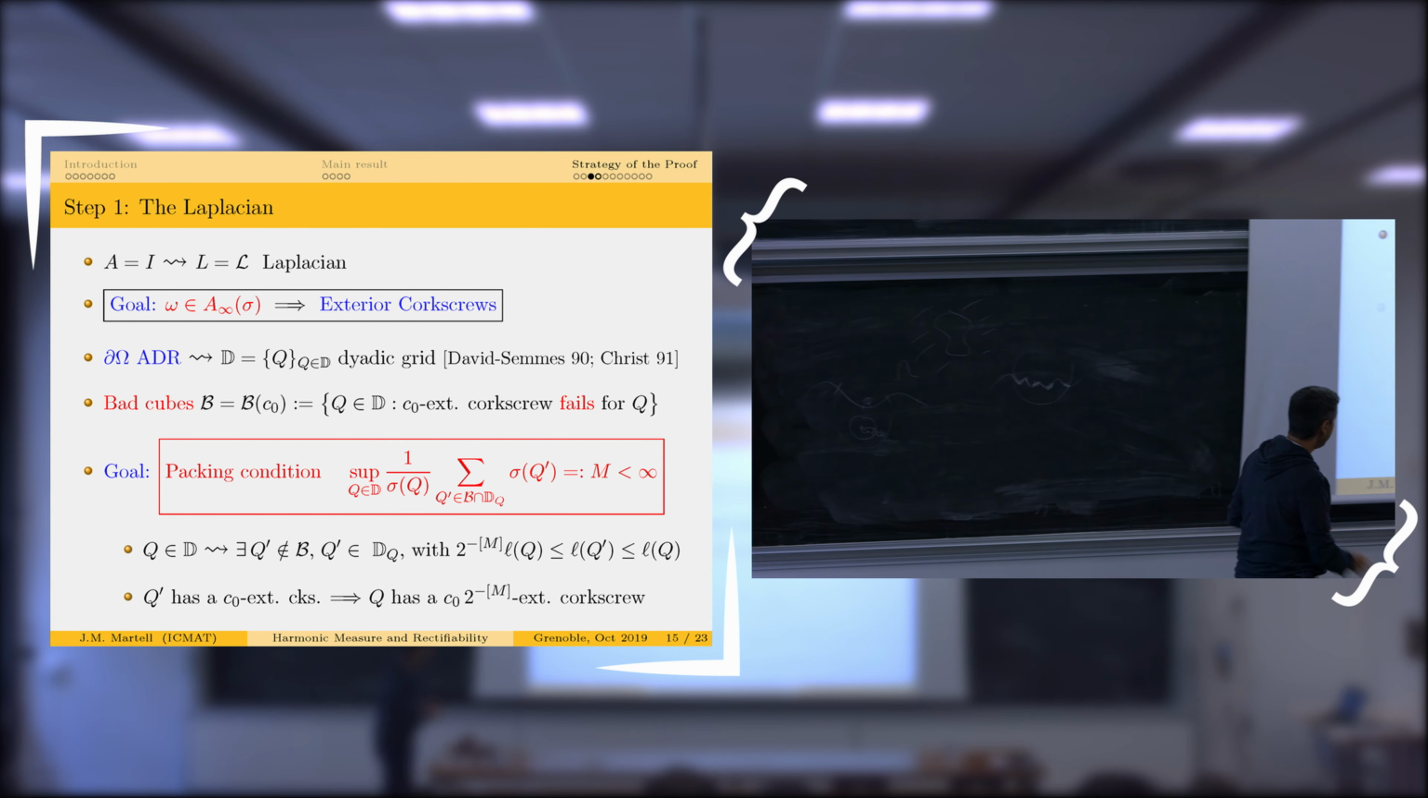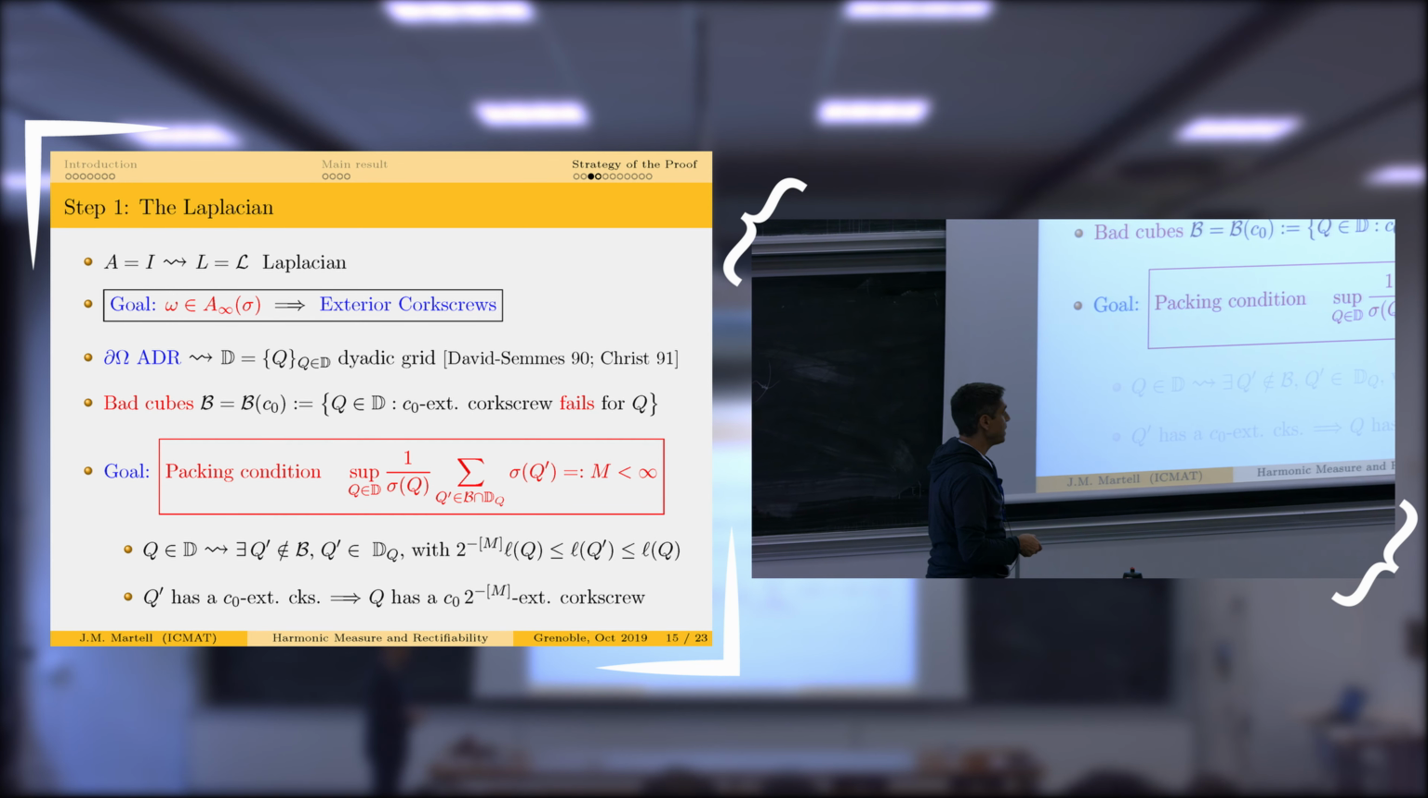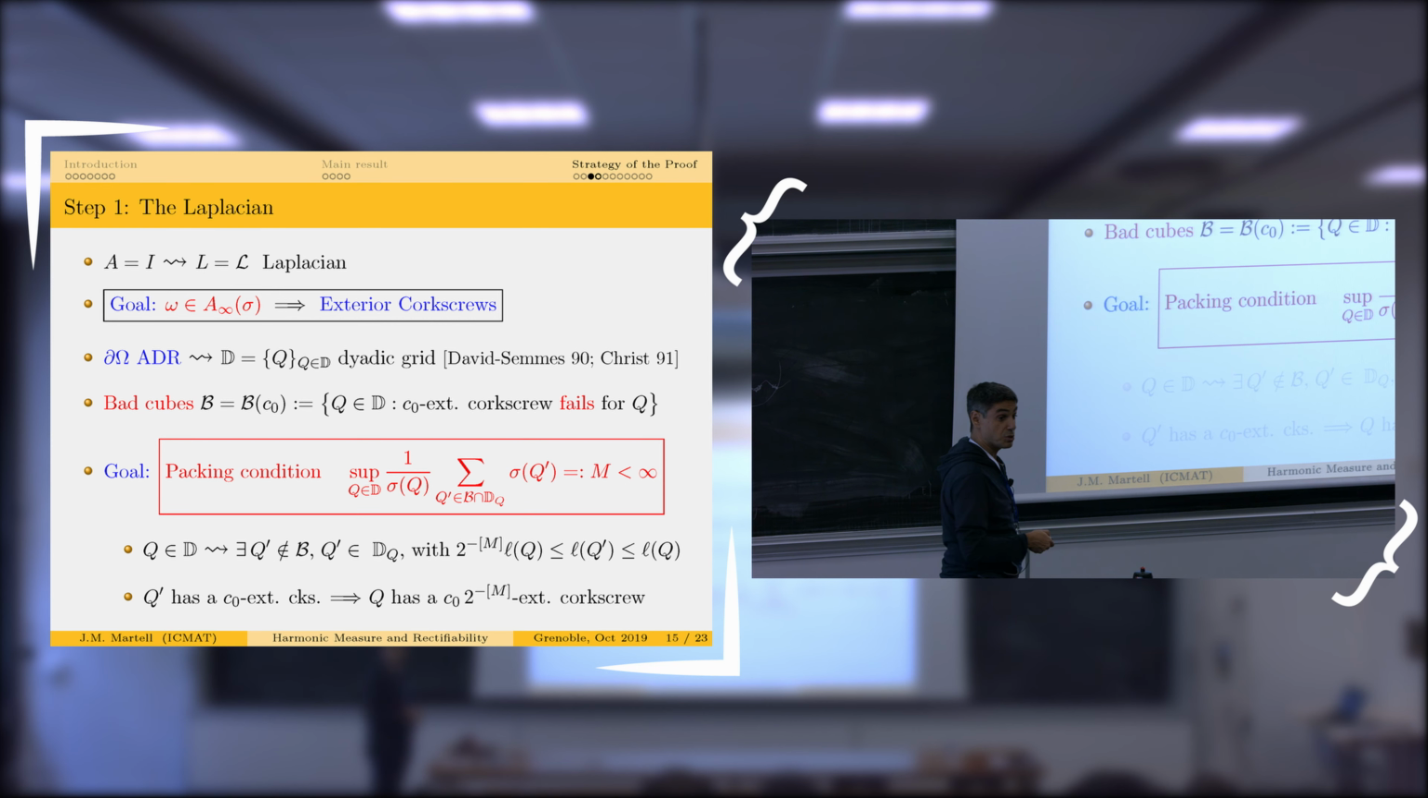Okay? And then I'm going to show that these bad Qs satisfy a packing condition. A packing condition is a Carleson measure condition, right? So it's the following thing. I look at all the Q primes which are bad and dyadic with respect to the cube Q, and I sum the sigma of Q prime, counting all the measures of the cubes that are bad. And I want to show that this is uniformly bounded by sigma of Q. Again, this is a discrete Carleson measure.